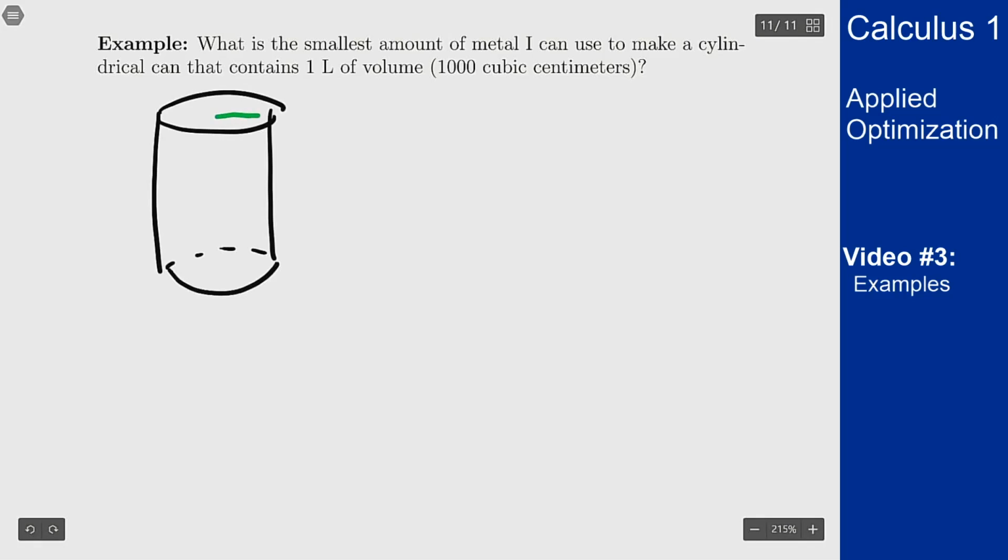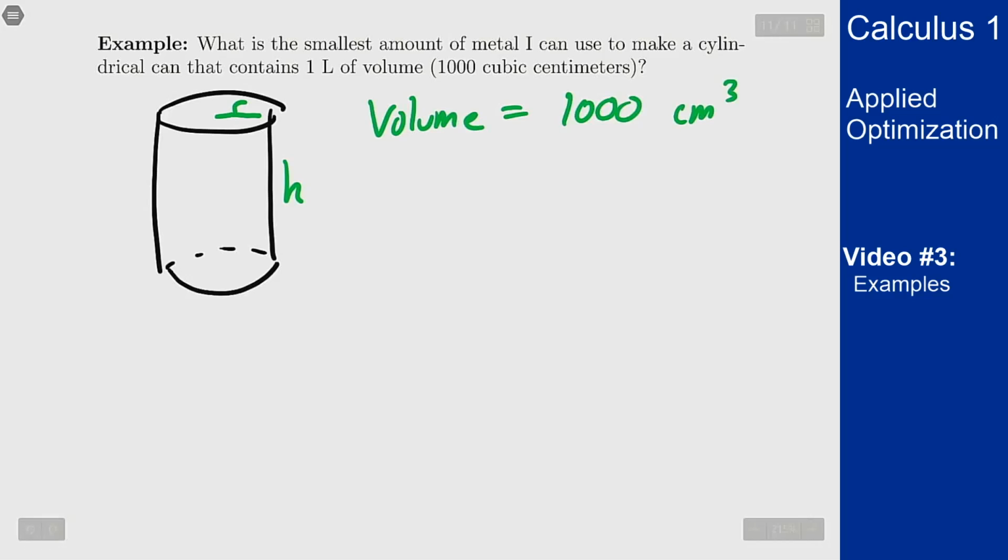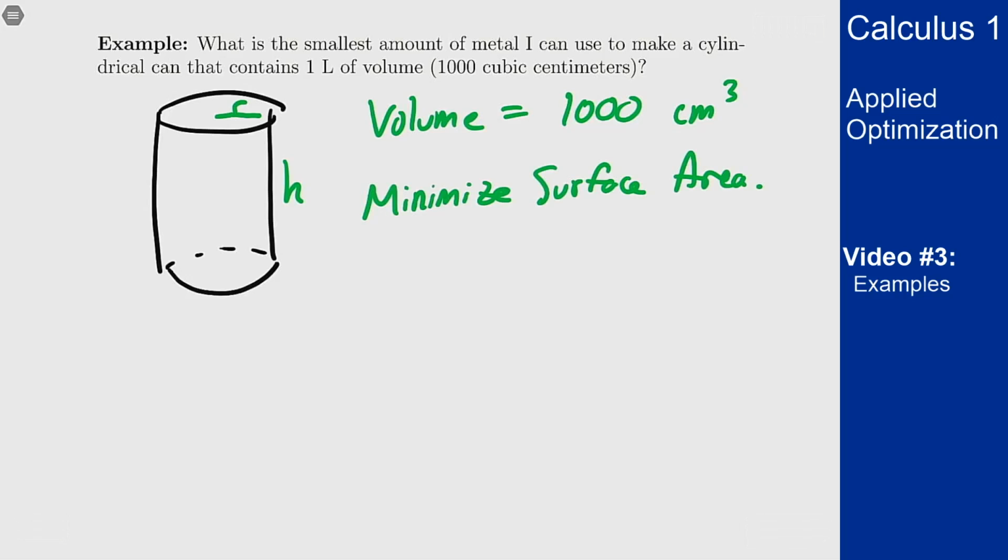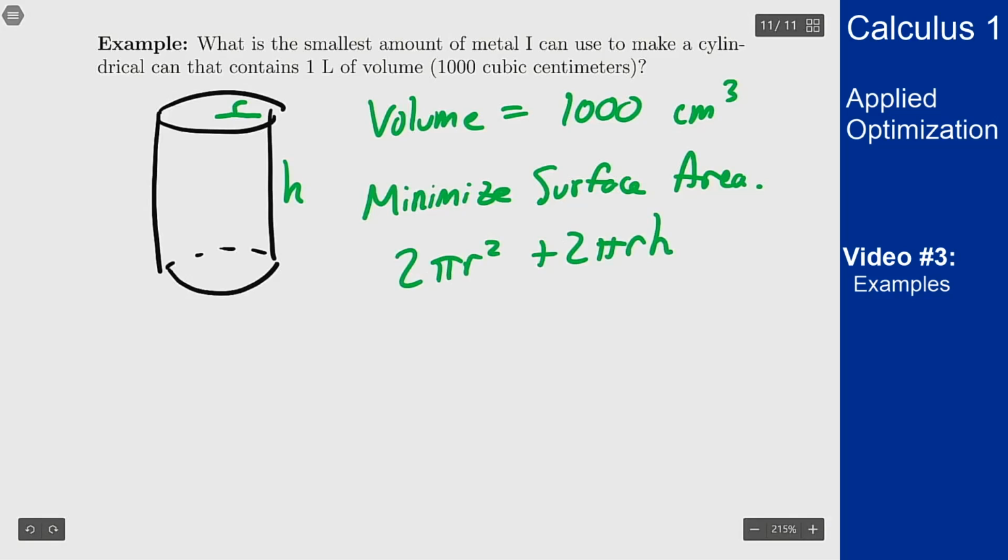So we have a radius and a height for this can, and I'm told the volume needs to be 1,000 cubic centimeters. What am I trying to optimize here? I want to use the smallest amount of metal, which means I want the shell to be as small as possible. I want to minimize surface area. Well, what's the surface area here? It's going to be the two faces, the top face and the bottom face, which is 2 times pi r squared, and then the lateral face, which is 2 pi r h.